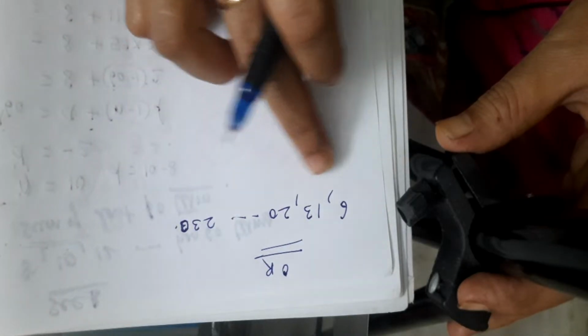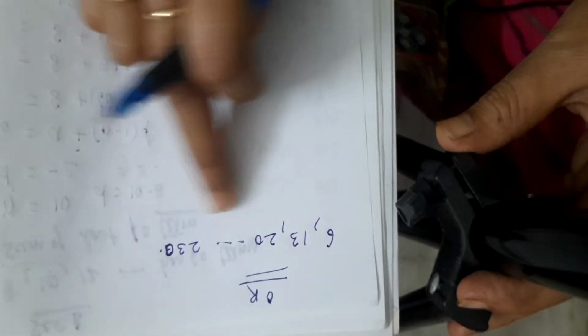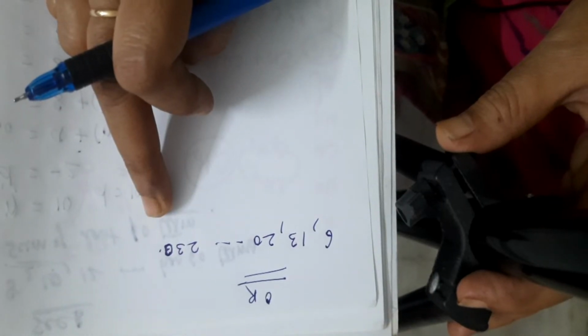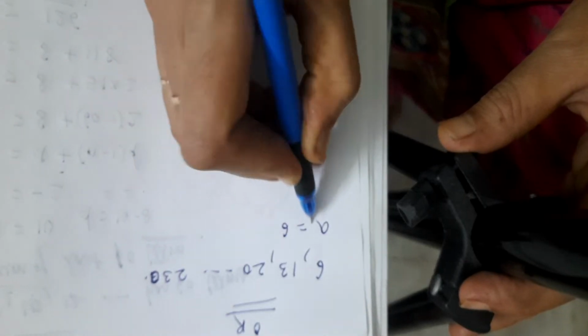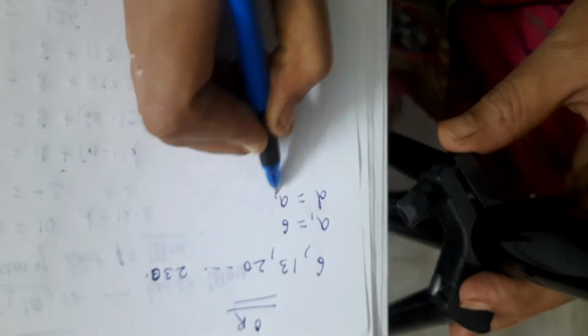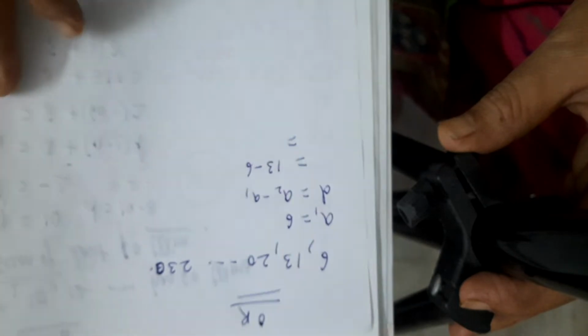To find the middlemost term, we need to calculate how many terms there are. Here n is not given, so first let's calculate n. a is 6, d is a2 minus a1, which is 13 minus 6, that is 7.